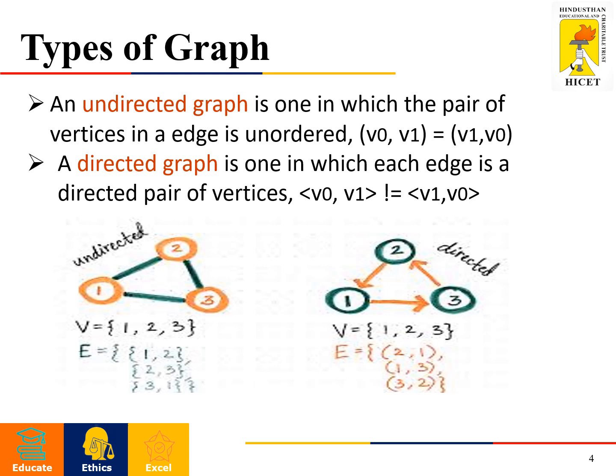The possible vertices in the undirected graph are 1, 2, 3 and the set of edges are 1 to 2, 2 to 3, 3 to 1. In this directed graph, the set of vertices are 1, 2, 3. The edges are 2 to 1, 1 to 3 and 3 to 2.